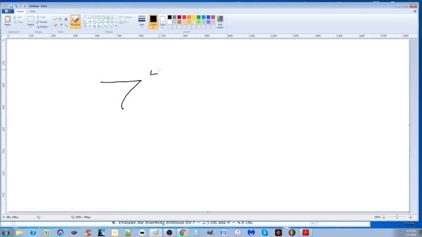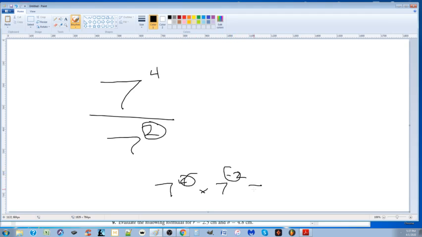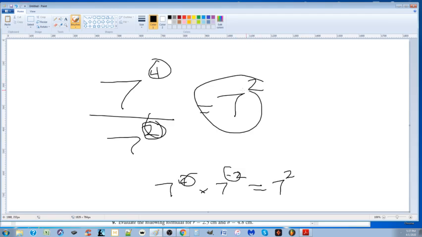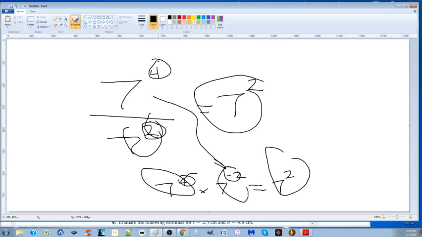So if I have 7 to the power of 4 divided by 7 to the power of 2, it's the same as writing it as 7 to the power of 4 times 7 to the power of negative 2. According to my rule here, I add them together, I get 7 to the power of 2. According to my rule up here, I subtract them, I get 7 to the power of 2. I got the same answer, different path, but same rules.